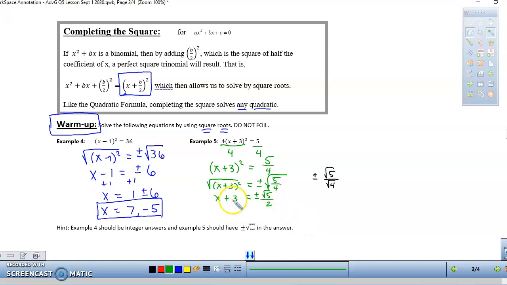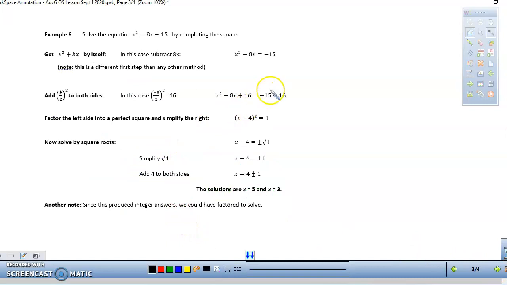Okay, then you're going to subtract 3 from both sides. So subtract 3, and then plus or minus square root of 5 over 2. Now, that looks like a crazy answer, but as you get into more and more complicated math, your answers might get crazy. So there's that. Okay, good. So next, we are going to go through the process of completing the square.